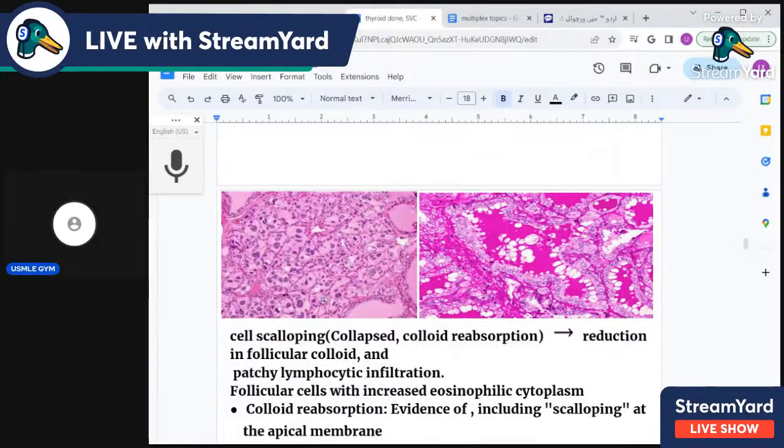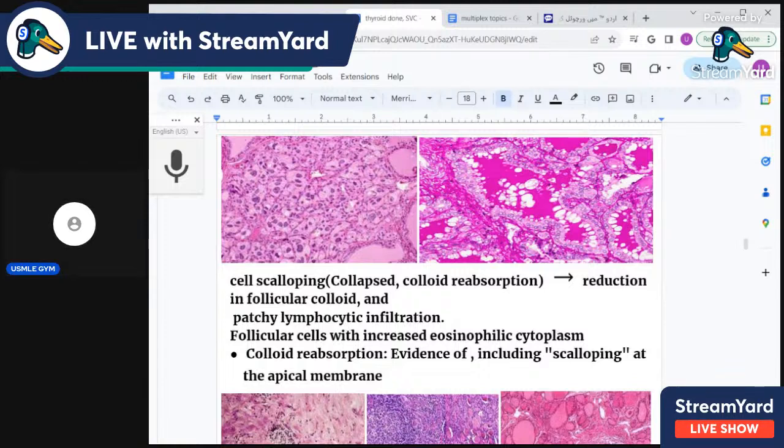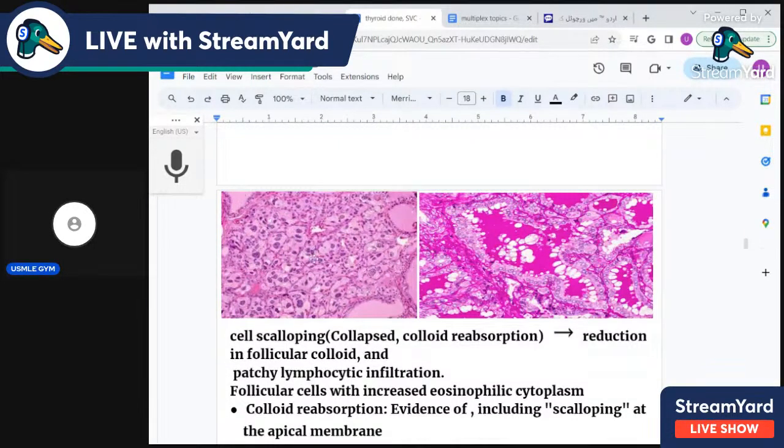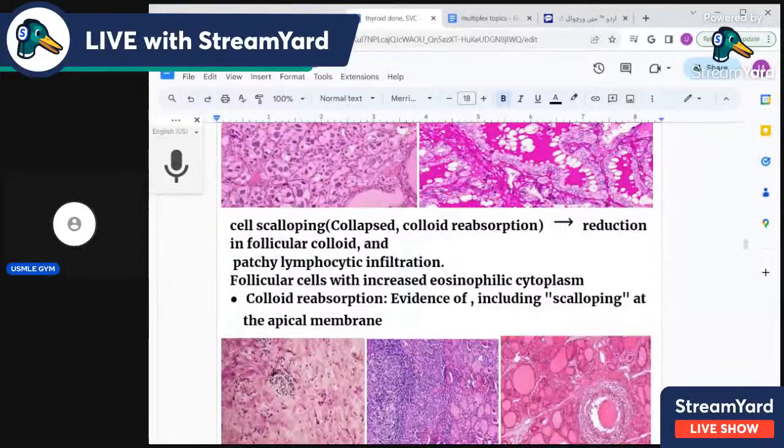Then we have the second cause in the classification, Graves' disease, which has cell scalloping and collapsed follicles because of the excessive activity. The colloid is used up, so the follicle gets collapsed, and there is patchy lymphocytic infiltration in Graves' disease, and the cytoplasm of these cells is pink in color, eosinophilic.